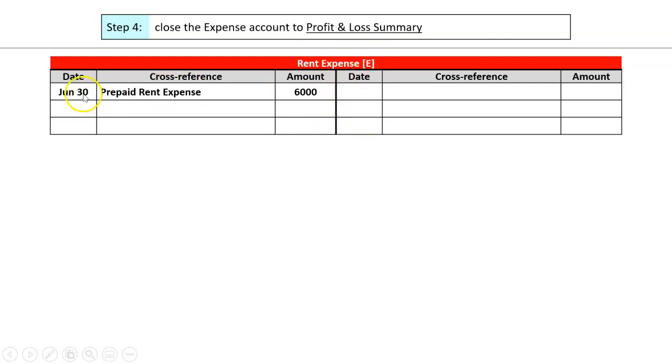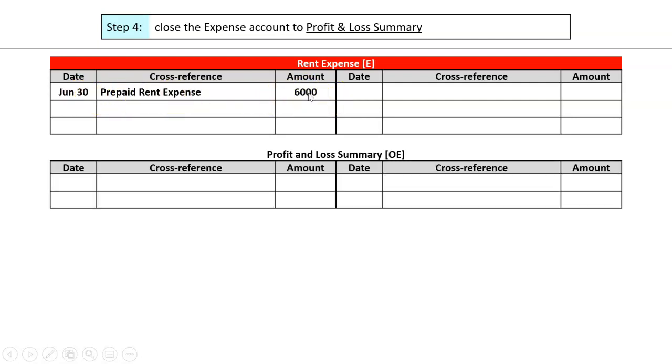At the moment, what did we do in the previous step? It's just sitting there with a debit balance of $6,000. That should not carry forward in the next period. So I'm going to shut it down with the credit there, and I always send that credit to a new ledger called the profit and loss summary account. How would I do that?